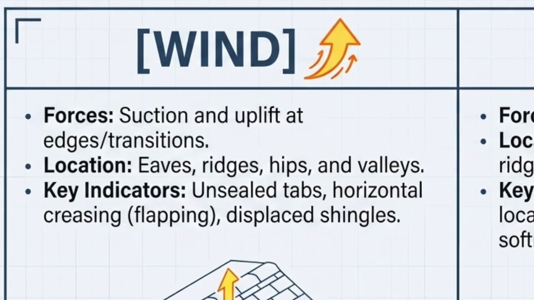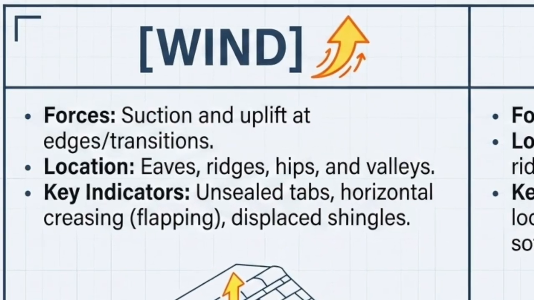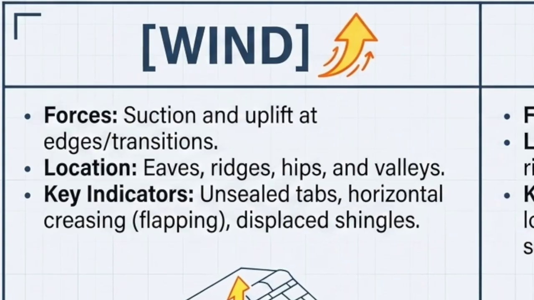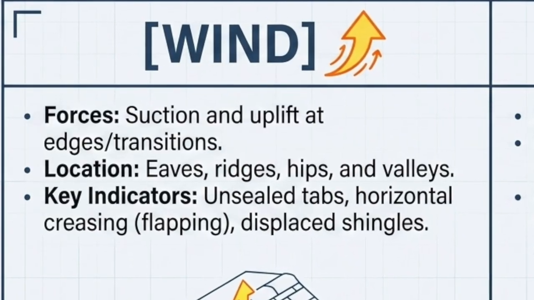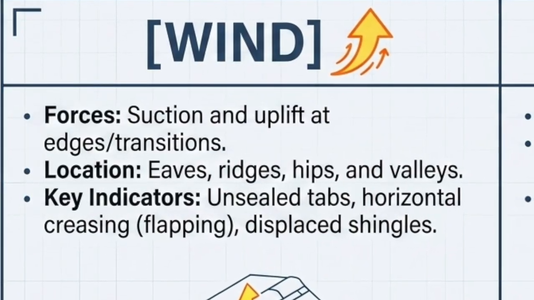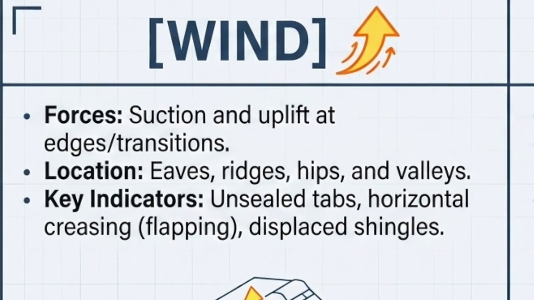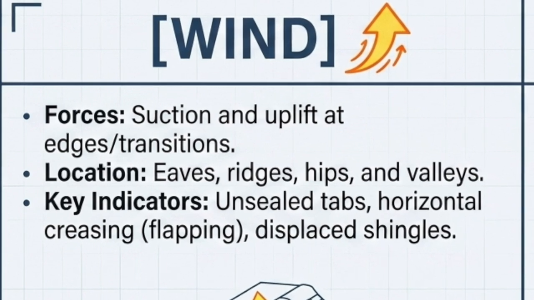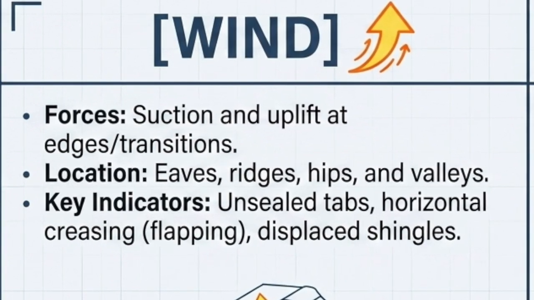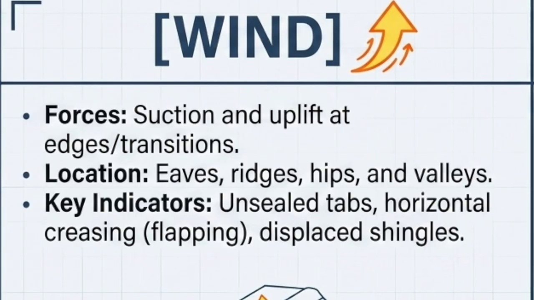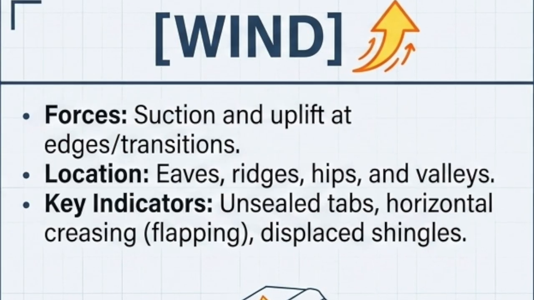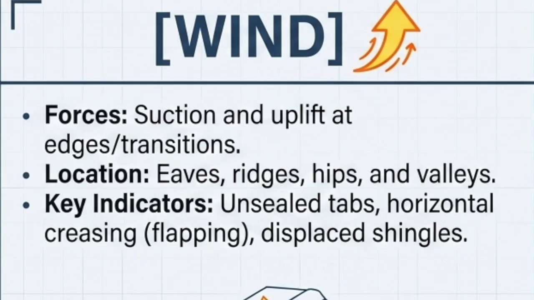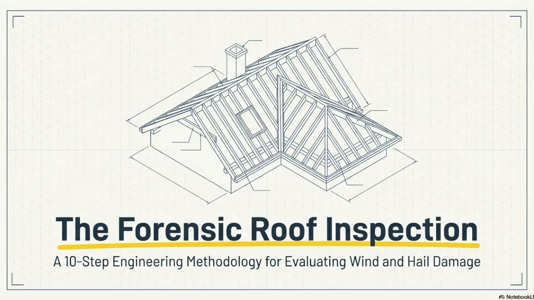Precisely. And this aerodynamic uplift is not uniform. The suction forces are exponentially higher at the sharp geometric transitions of the structure. Like where? The eaves at the bottom edge, the wakes along the sides, and the ridges at the very top. The broad, flat center field of the roof experiences significantly less uplift. So I'm picturing this. Wind acts like an invisible crowbar prying at the vulnerable edges of the roof, while hail is more like a handful of gravel dropped evenly from the sky. I love that analogy. It captures the mechanics perfectly.